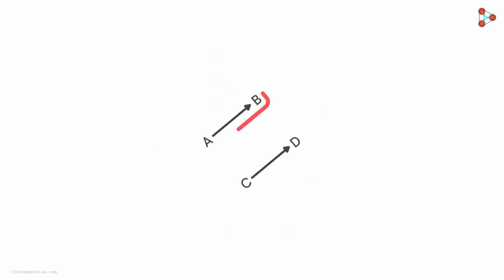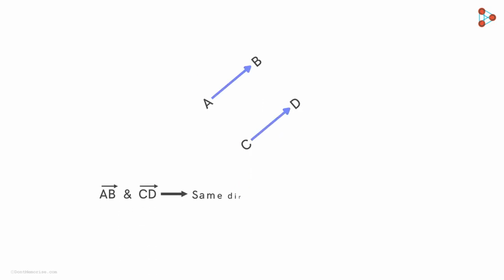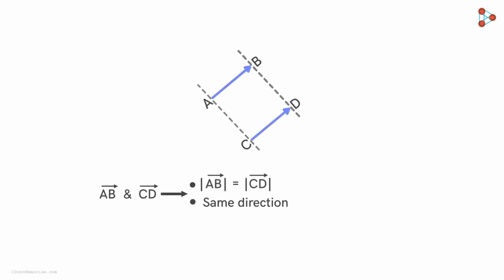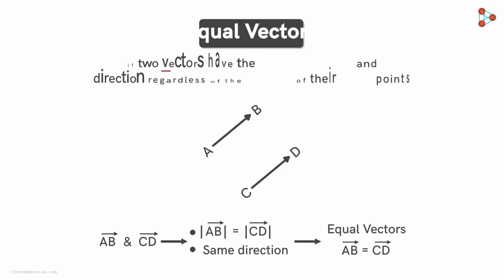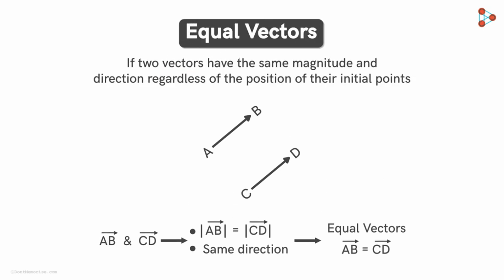Now consider vector AB and vector CD. They both are directed in the same direction and have the same magnitude. So we can say that vector AB is equal to vector CD. Two vectors are said to be equal if they have the same magnitude and direction regardless of the position of the initial points. Notice this important point. It tells us that it's insignificant where the initial points of the vectors are if they're equal to each other.